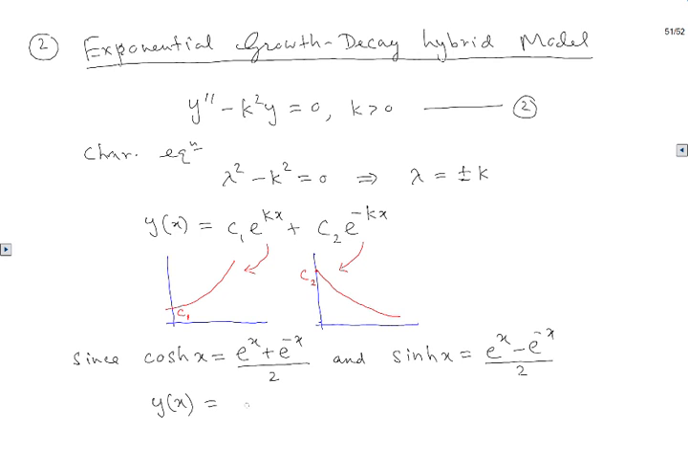So for example, you can write this solution as d1 cosh kx plus d2 sinh kx. So that's one way to write it. Also you can combine the two types of functions. So for example, you can write this one as a e to the kx, and one of these, for example, you can say b cosh kx. So all these solutions are equivalent.